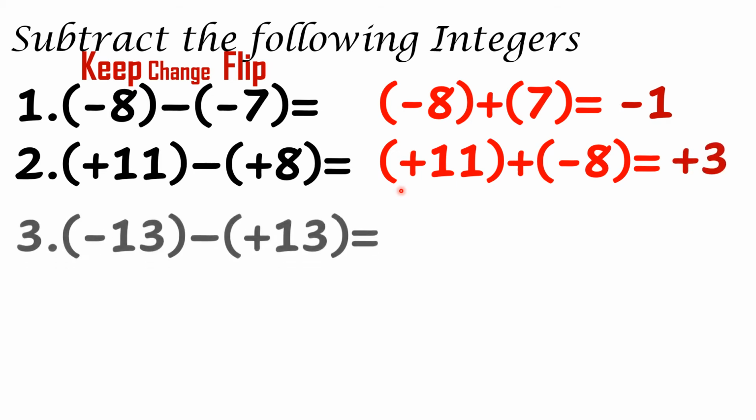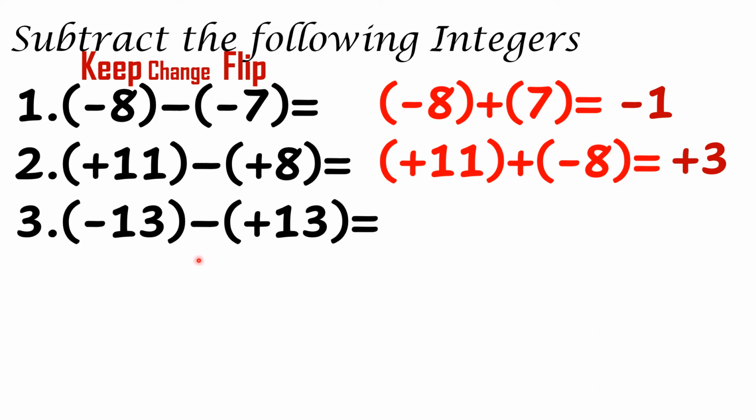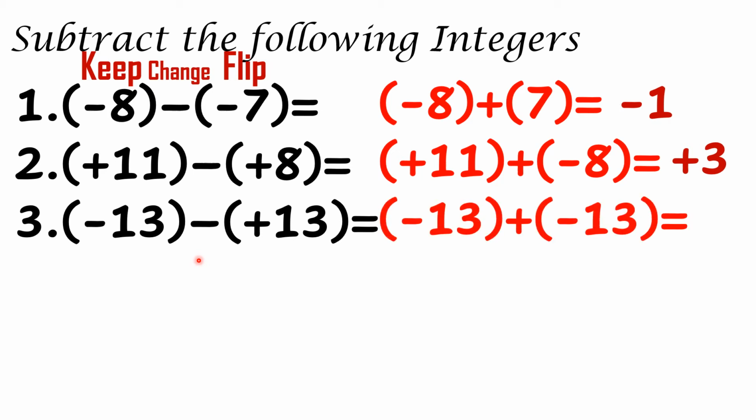Number 3, negative 13 minus positive 13. So, the rule is keep, change, flip. So, keep negative 13, change subtraction to addition, then flip positive 13 to negative 13. So, babalik sa rule ng addition.